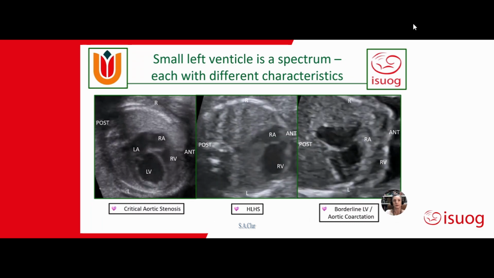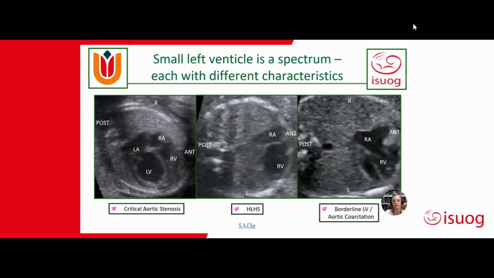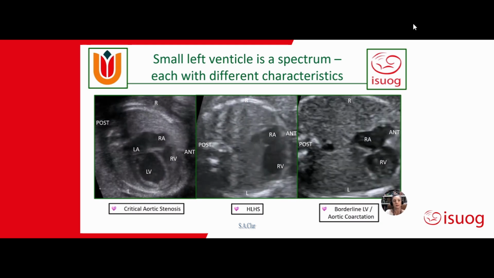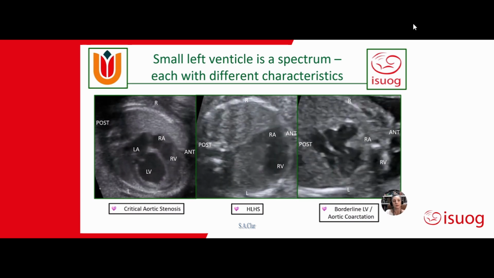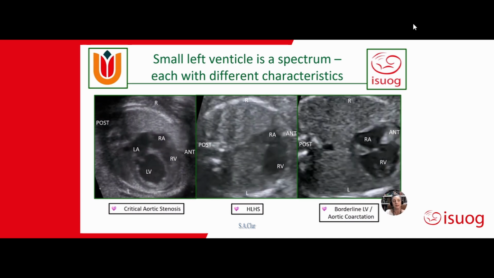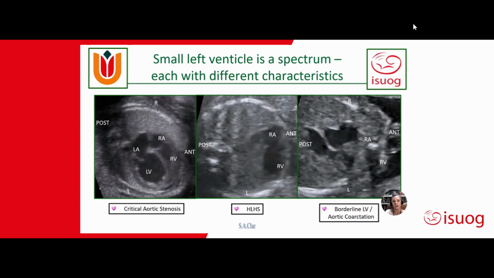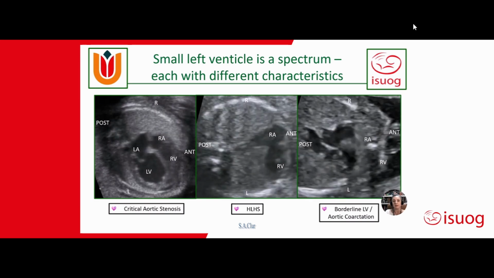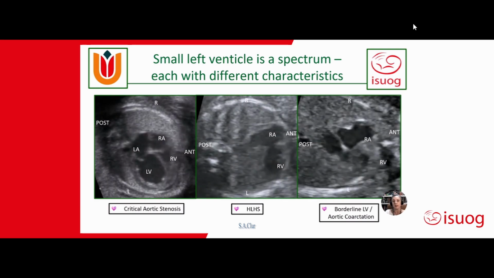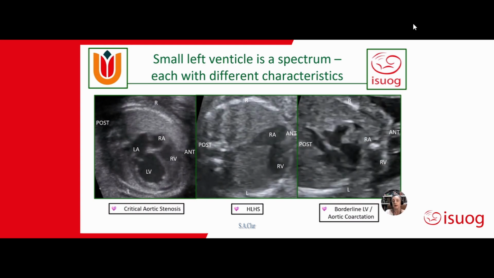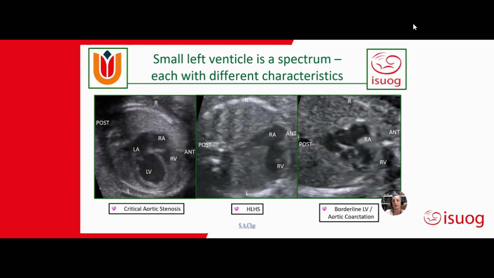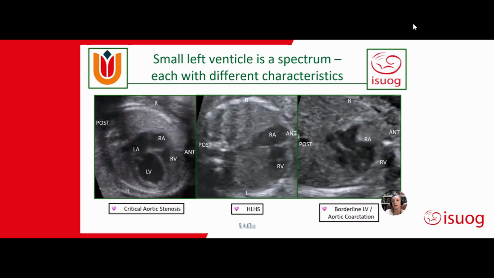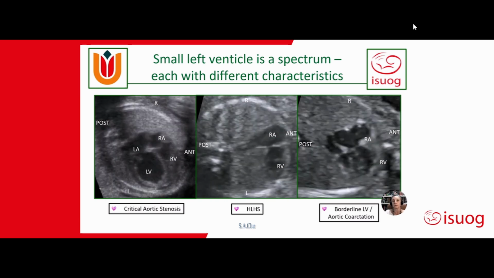The small left ventricle is a spectrum of diseases, each with its own special characteristics. On the left, we see a heart with critical aortic stenosis, where the left ventricle is not small but rather dilated, but hypercontractile. In the middle, we see a very clear hypoplastic left ventricle. Actually, the left ventricle is virtually not visible. And on the right, we see a borderline left ventricle, where the left ventricle is long but quite obviously much narrower than the right ventricle.